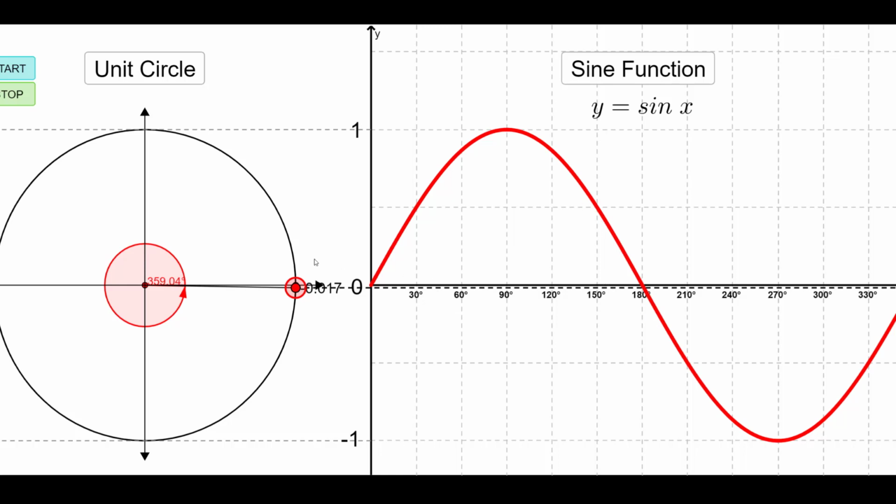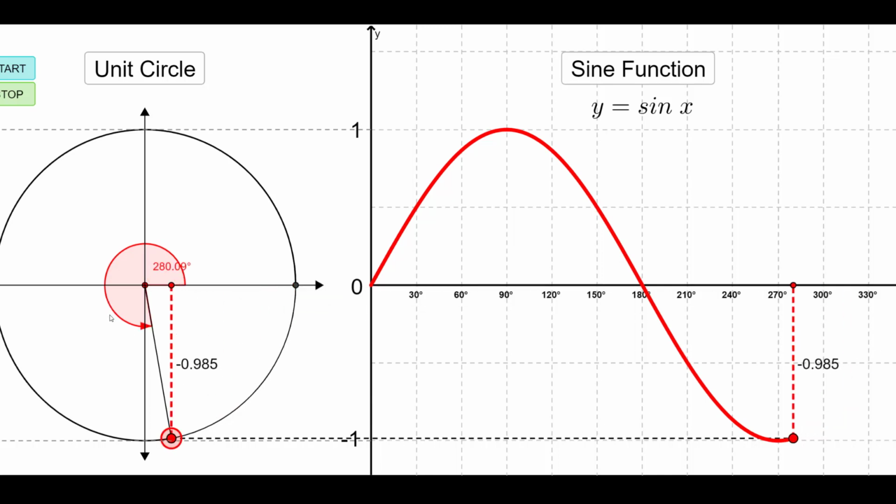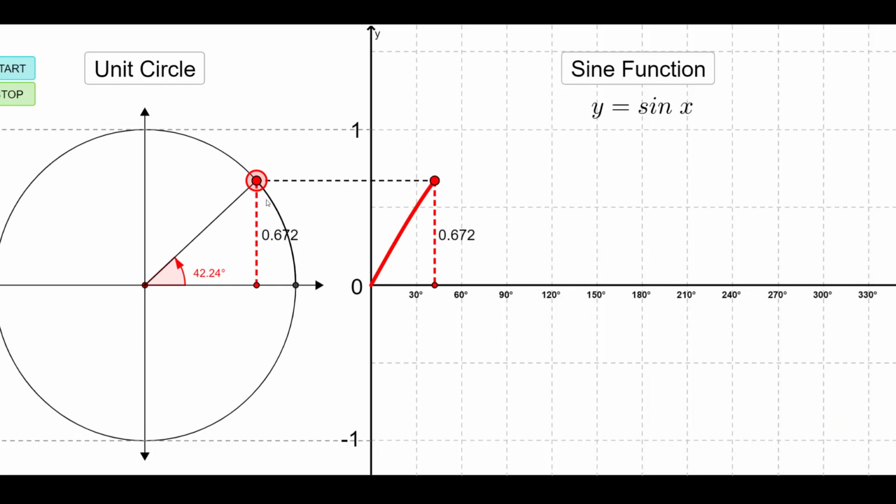Okay, so that is how the value of the sine function, which is the vertical coordinate of this point, the y coordinate of this point, is the sine. Okay.